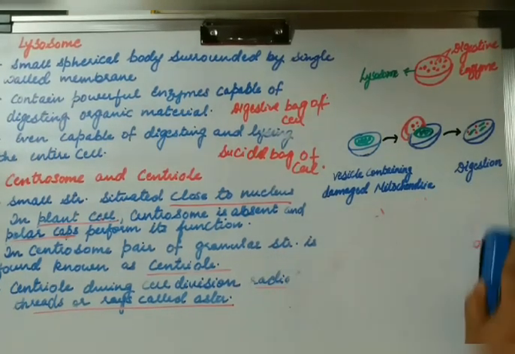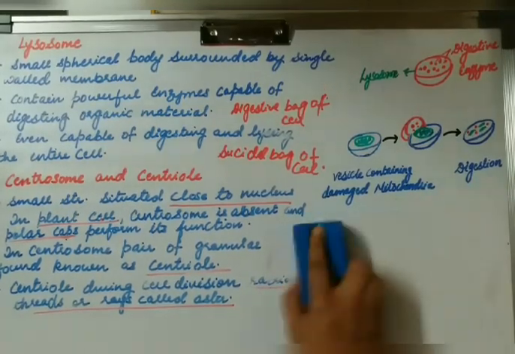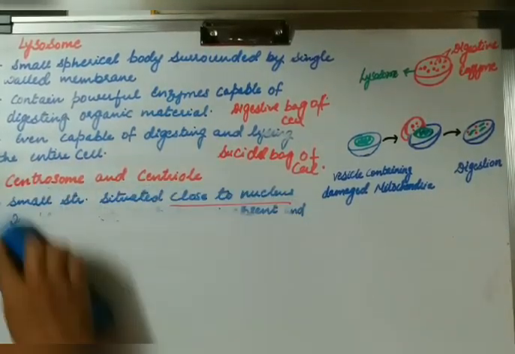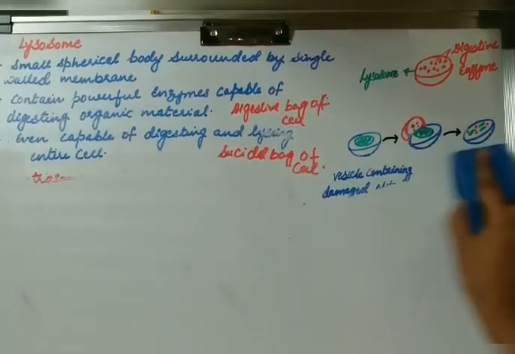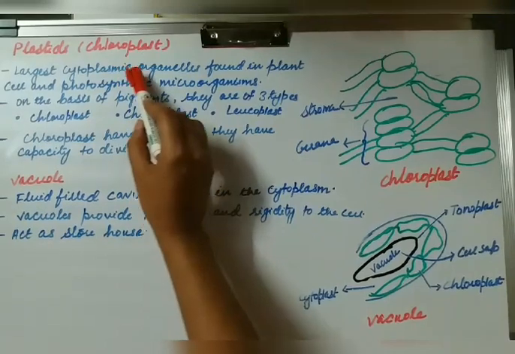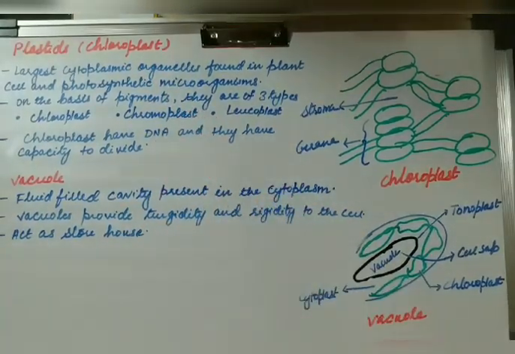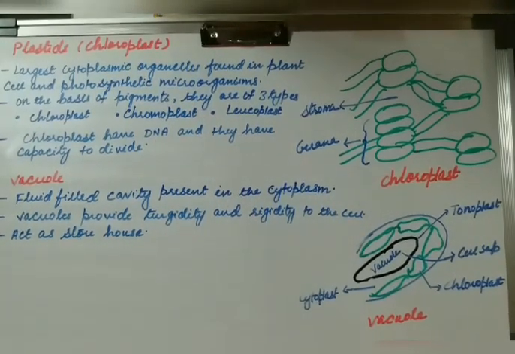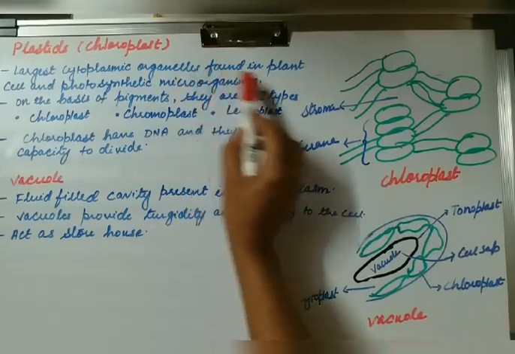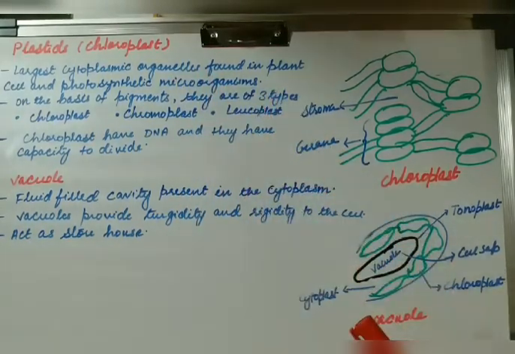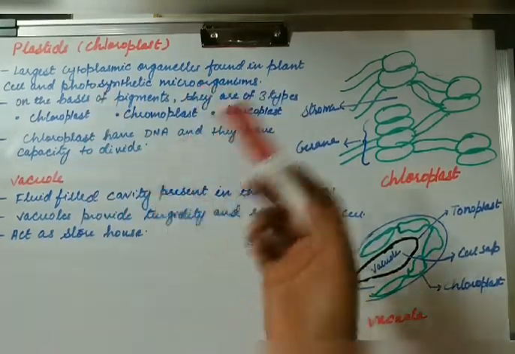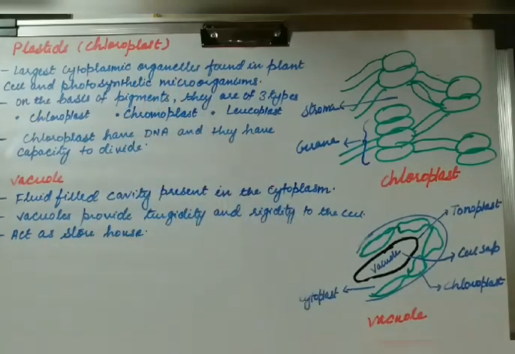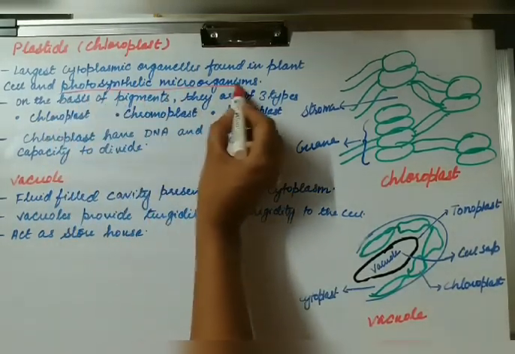Now we will move on to another organelle, your plastid, which is basically present only in the plant cell. Plastids are the largest cytoplasmic organelles found in the plant cell. They are not present in the animal cell. Apart from the plant cell, they are present in photosynthetic microorganisms.